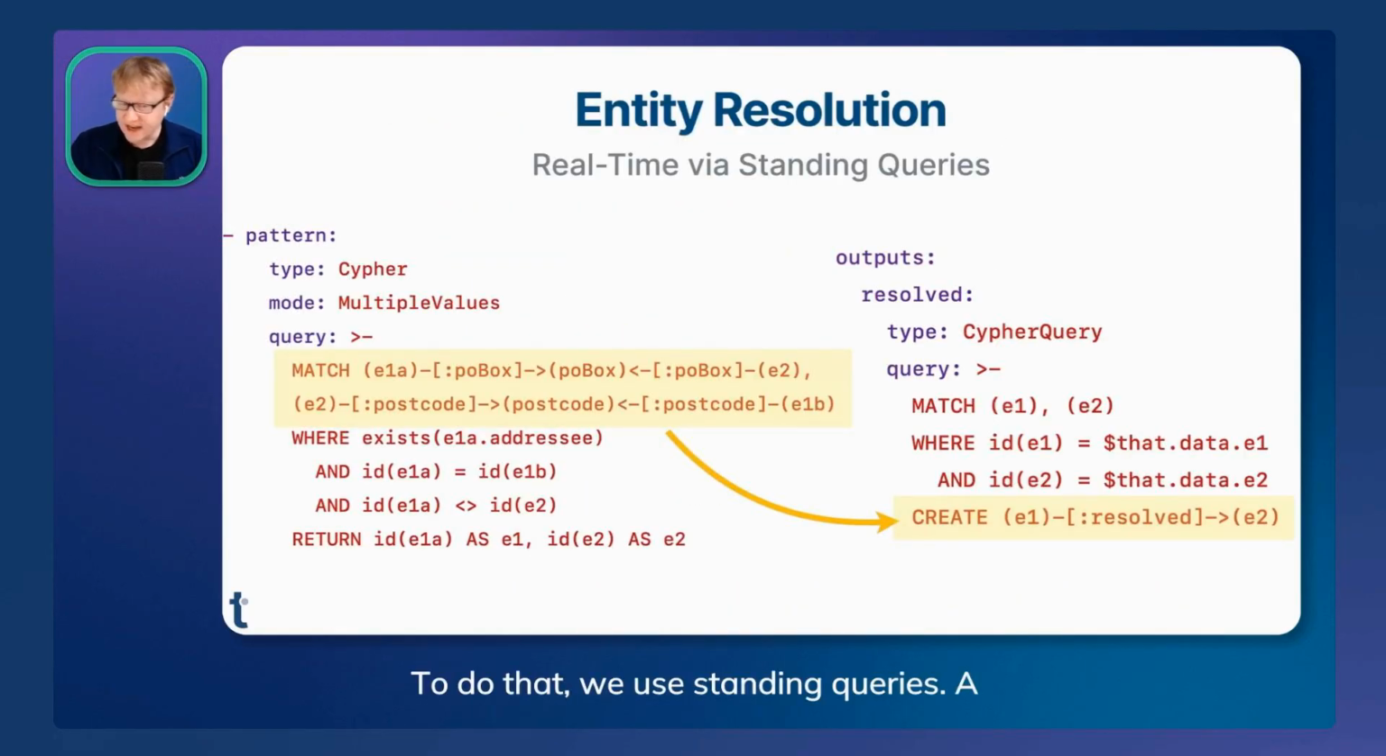To do that, we use standing queries. A standing query monitors the graph while it's changing. So the left-hand side here, this is a Cypher standing query. The yellow part highlighted on the left is kind of like ASCII art. The way Cypher works, you draw the pattern you're looking for in the query language. So instead of saying select like you would with a SQL query, you do match. Match this pattern. We're going to look for a combination of post office box and postcodes. The relationships there tell us how to resolve two entities into the same one with this simple rule.